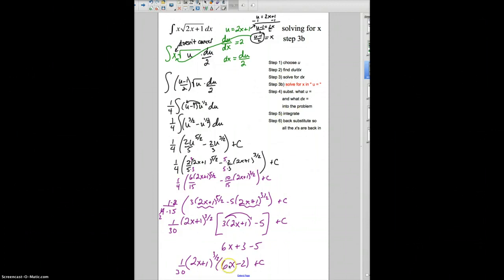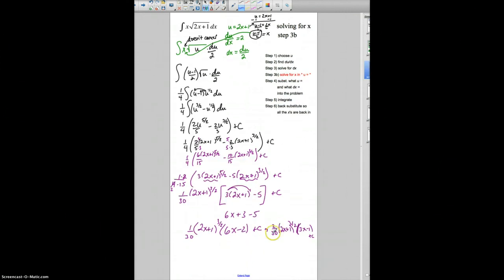All right, the back of the book will probably factor out a 2 from here. I kept saying a 3, but it's a 2. So if you factor a 2 out of here, you'd have a 2 over 30 times 2x plus 1 to the 3 halves. And then a 2 pulled out of here would be 3x minus 1 plus c. So that final answer would be 1 over 15, or 2x plus 1 to the 3 halves times 3x minus 1 over 15 plus c.